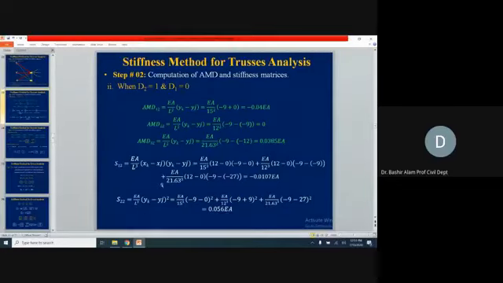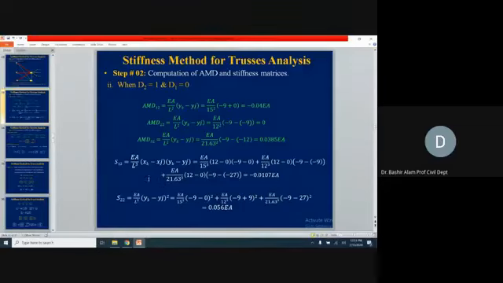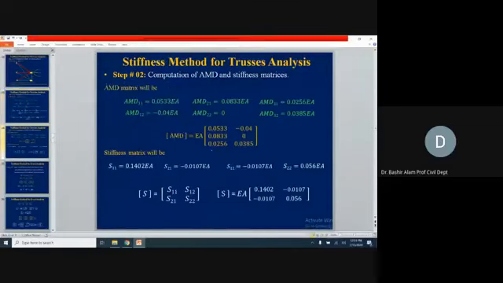With this, the stiffness coefficient matrix is complete. So we write this in the AMD matrix. This was our AMD matrix, and here at the bottom you see the stiffness matrix. So we have all these numbers. It is very easy now to put this into the equilibrium equation and find out the unknown joint displacements.